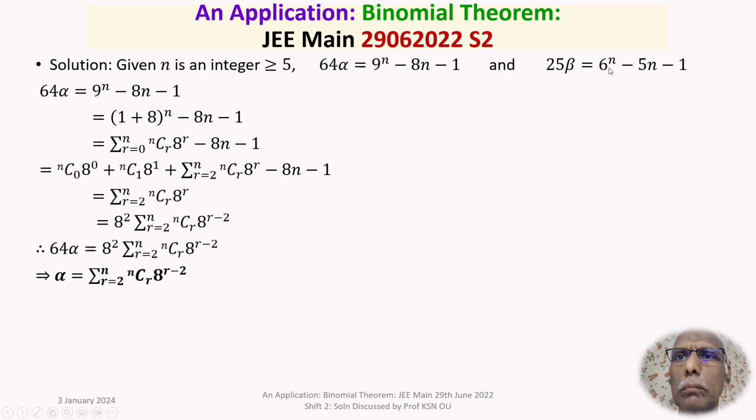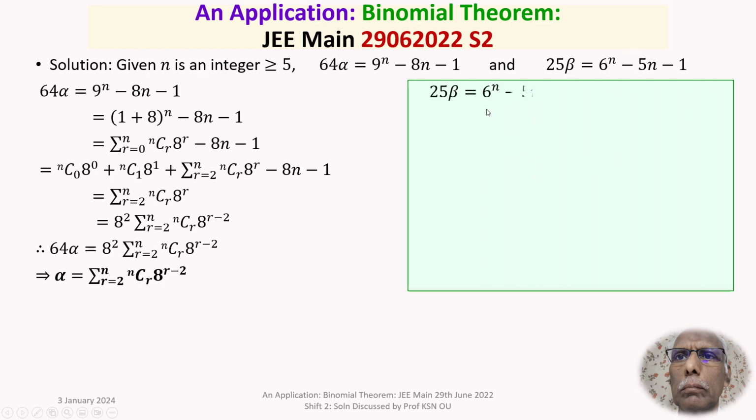25 beta is equal to 6 power n minus 5n minus 1, and use the same technique. For 6 we will write 1 plus 5, so 1 plus 5 to the power of n minus 5n minus 1. Apply the binomial, write the binomial expansion.